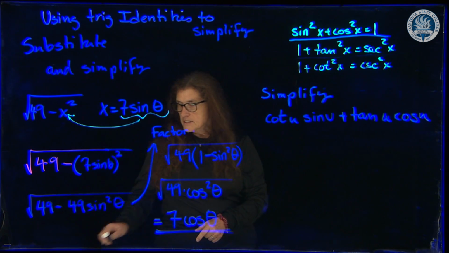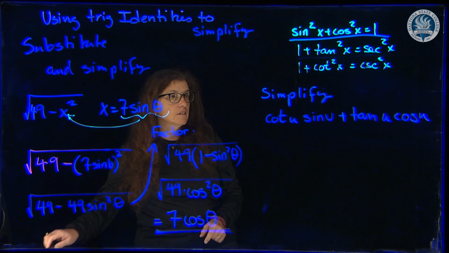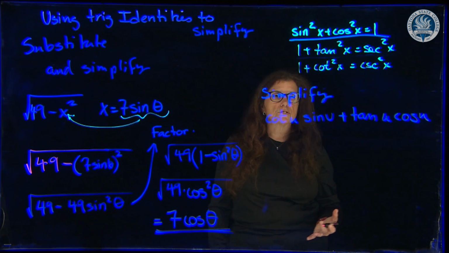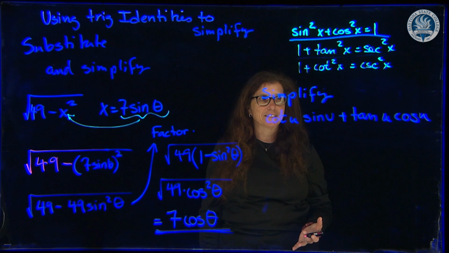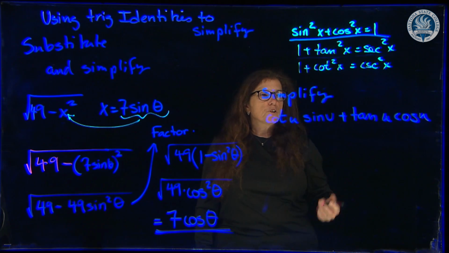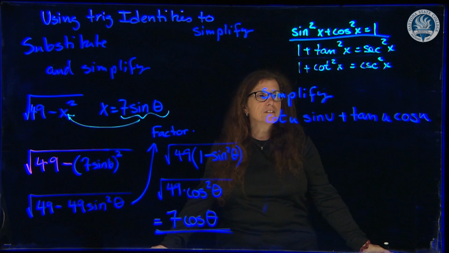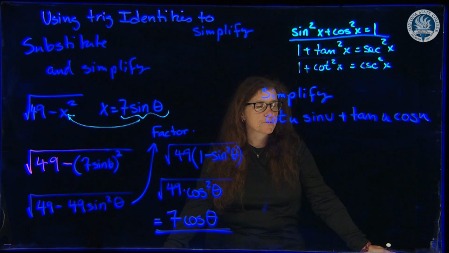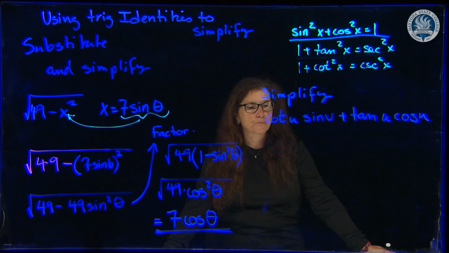Let's take a look at this last one here. This is another simplification problem of a trig expression, and we've got to use all the fundamental identities. And if you have cotangent and tangent, what you may want to do is change everything into sine and cosine because they are easier to work with.